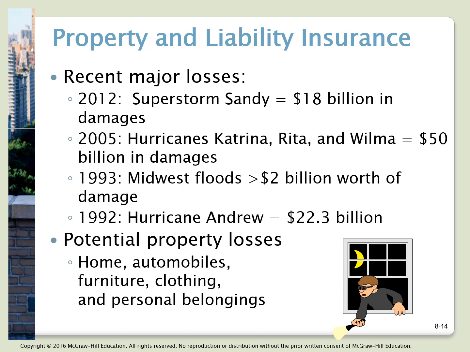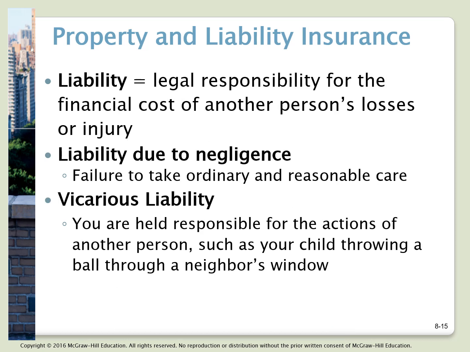Potential property losses: home, automobile, furniture, clothing, personal belongings, and when we do experience these catastrophes, property and liability insurance. Liability equates with the legal responsibility for the financial cost of another person's loss or injury. Who's liable for this, right? Liability is due to negligence, failure to take ordinary or reasonable care.